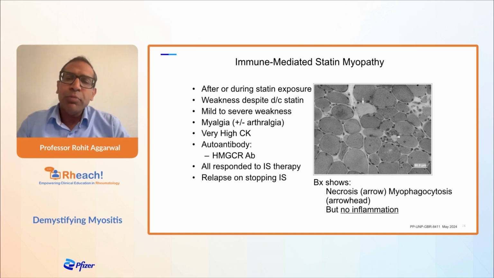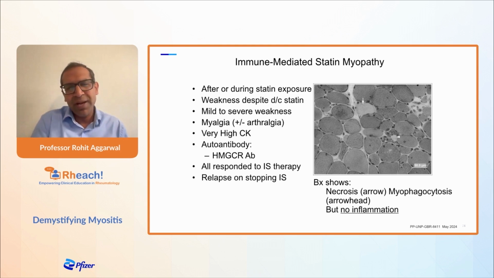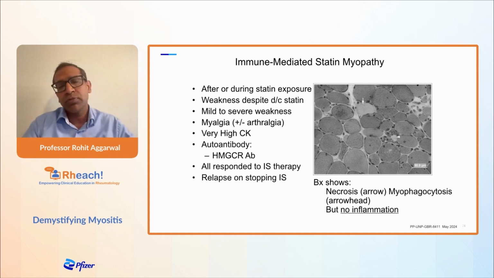But typically, immune-mediated statin myopathy starts during or after exposure to statin. Almost 80% of these cases have had some exposure to statin in the past. They develop weakness despite stopping the statin. This has a wide range of variation. It can be very mild disease to very severe disease, whereas SRP tends to be always more severe disease.